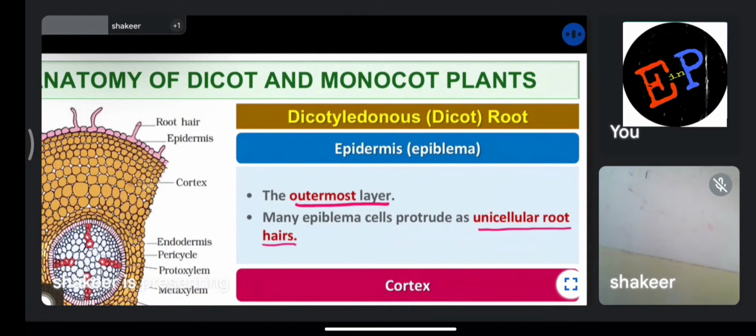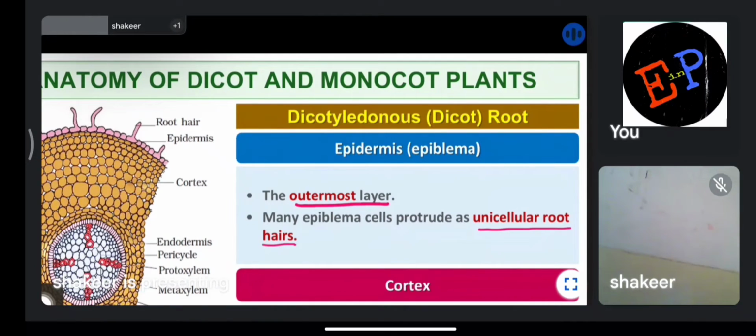Are you able to understand? The cells which are present on this epiblema or epidermis, from them you can find some epidermal appendages coming out. These epidermal appendages you can call root hairs. For the roots you can find some hairs also. And what is the function of these root hairs? Already we studied previously.